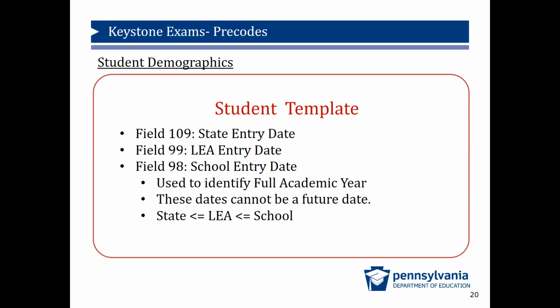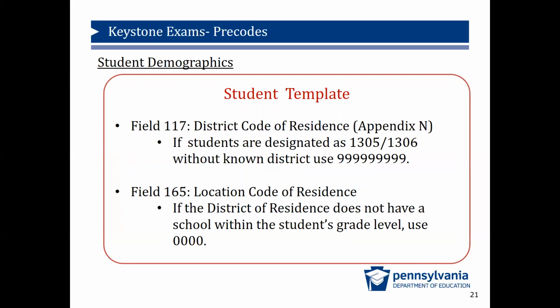We use the following fields to help identify full academic year. The date in these fields cannot be a future date. Field 109, state entry date, must be on or before the LEA entry date. Field 99, the LEA entry date, must be on or before the school entry date. Field 98, school entry date, should be on or before the date in the school enrollment template. For more information on these fields, please see PIMS Manual Volume 1.